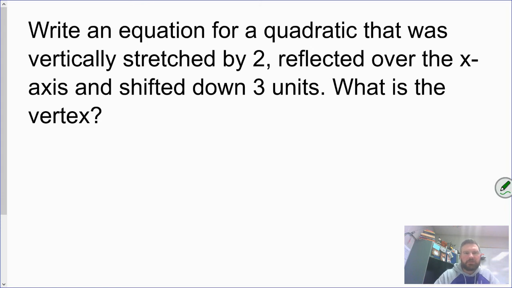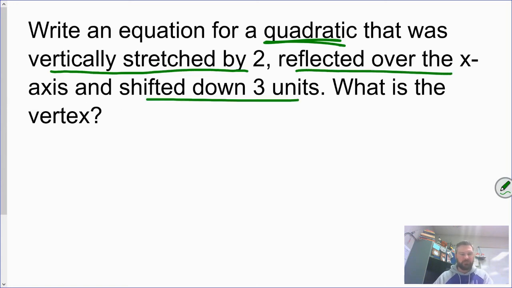Okay, so write an equation for a quadratic. So that tells us the parent function that was vertically stretched by 2, reflected over the x-axis, and shifted down 3 units. What is the vertex? Okay, so we have our parent function. We can kind of work these backwards. H, B, A, K.